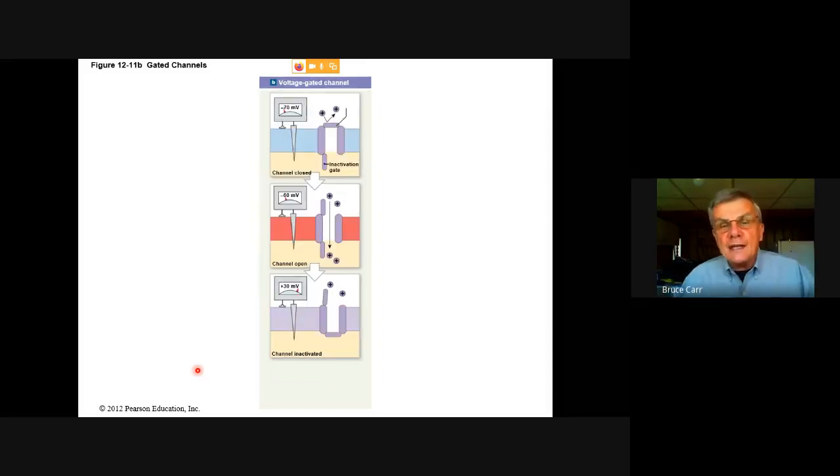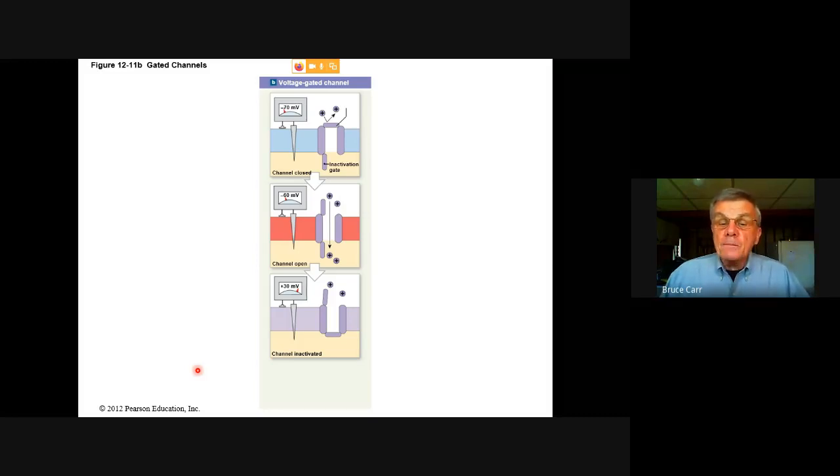A voltage-gated channel is more complex. You'll notice it has two gates, and at minus 70, the outer gate is closed and the inner gate is open. What happens is that we pop open that outer gate when we reach a threshold. Notice minus 70 is closed, but minus 68, 65, 62, no change. But if we reach minus 60, that's the threshold. That's the action potential. And that outer gate pops open.